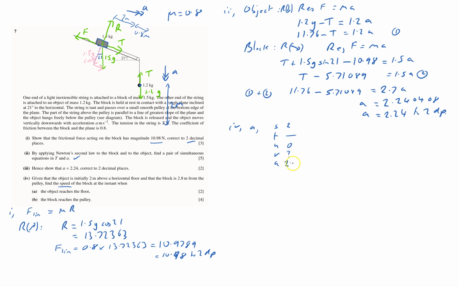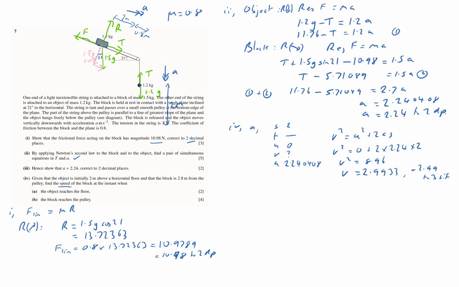2.240408. So I need the formula without a t in there, and that will be v squared equals u squared plus 2as. So v squared equals 0 plus 2 times 2.24 times 2. So v squared equals 8.96. So v, the square root of that, is 2.9933, or 2.99 to 3 significant figures. And that's the first part done.